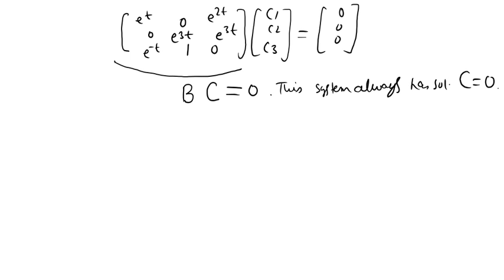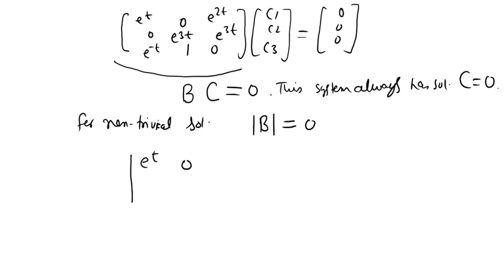For a non-trivial solution, if there is a non-zero solution, the determinant of that coefficient matrix will be 0. So if the determinant of the coefficient matrix is non-zero, this means that we have only the trivial solution. So just find the determinant of the coefficient matrix.